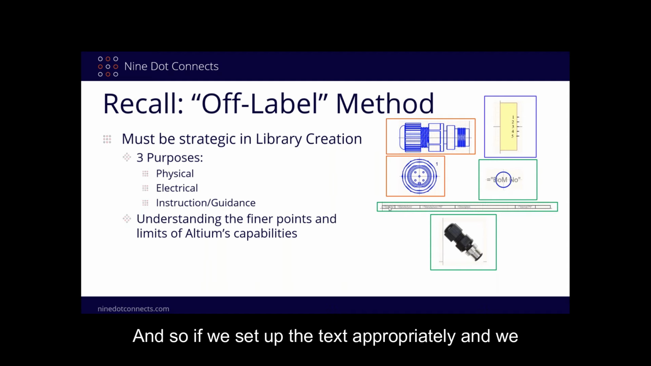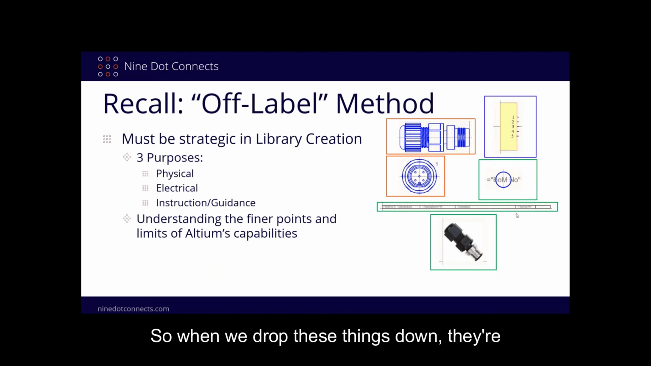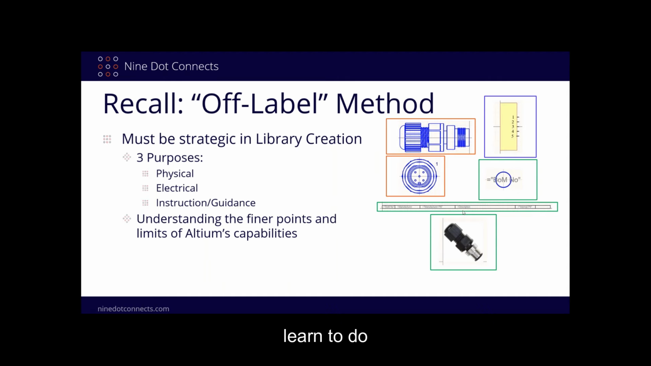If we set up the text appropriately and we redirect it, that's why there's an equal sign in front of it, we redirect it to the parameter, we just simply change the value of the parameter, and voila, it's in there. So when we drop these things down, they're already filled in with their information because the parameters already have the information. These are the little things that we had to learn to do in there.